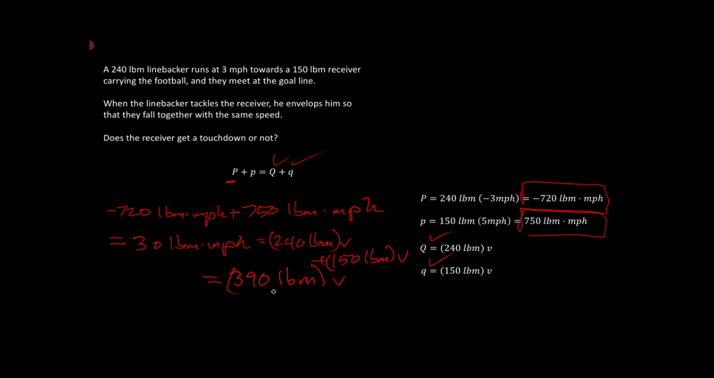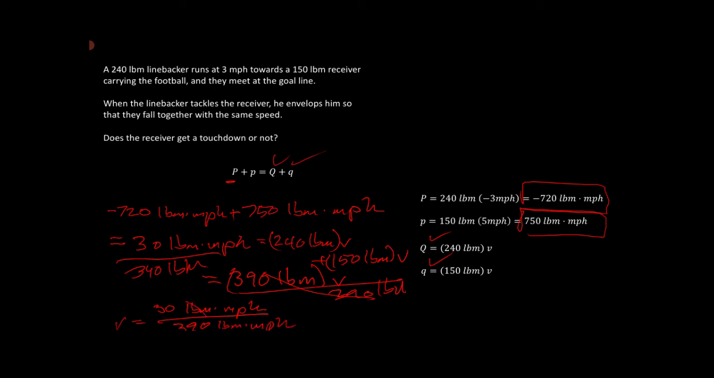To find the velocity, we divide both sides by 390 lbm. That cancels out and gives us a number. So V is equal to 30 lbm mph over 390 lbm. The pounds of mass cancel, so we have 30 over 390, which is 0.077.